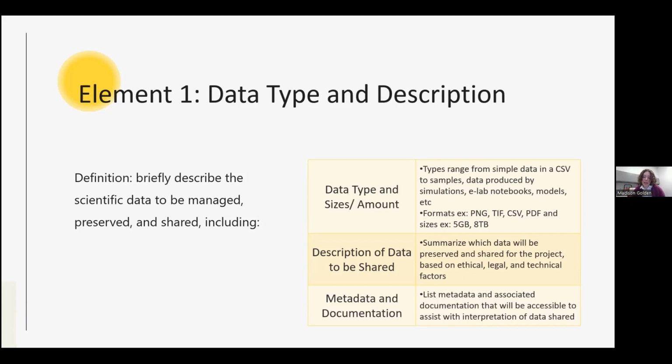And then lastly, listing metadata and other documentation like a README file for code, if that's something you're using, that will be accessed or be accessible to assist with interpreting the data. That's just that reusability principle of making sure that everything's in a form that will be accessible to others. So if you need software or code to run the data, that should be shared along with the data.